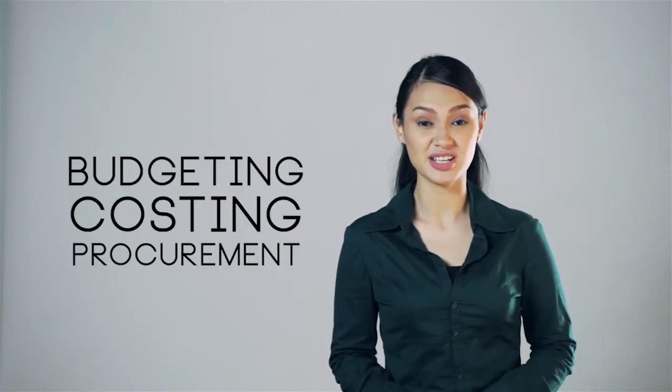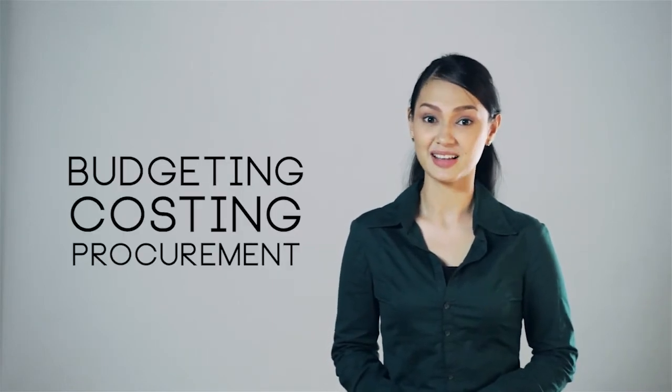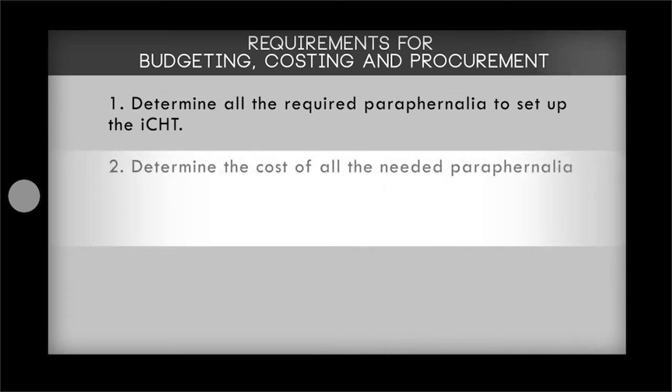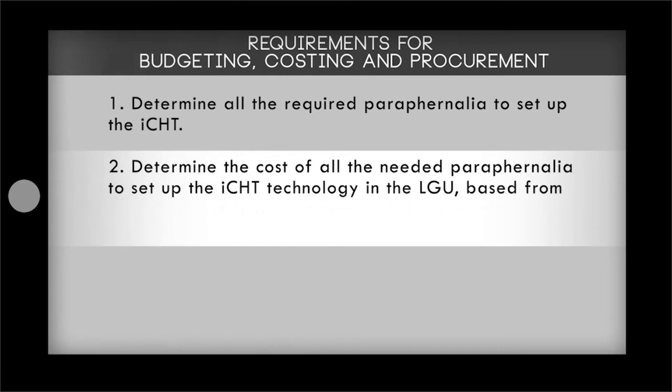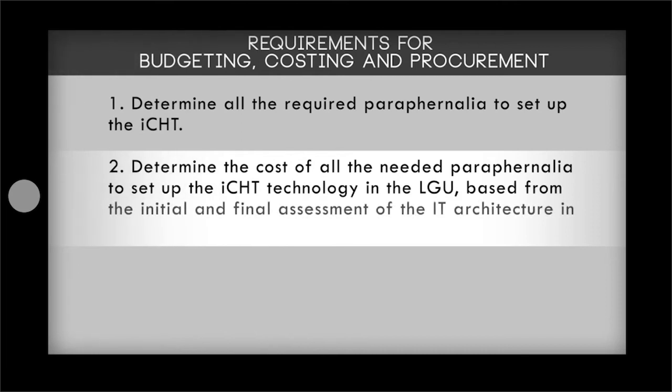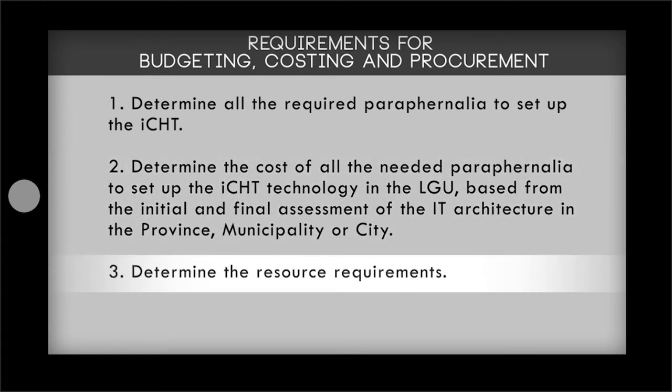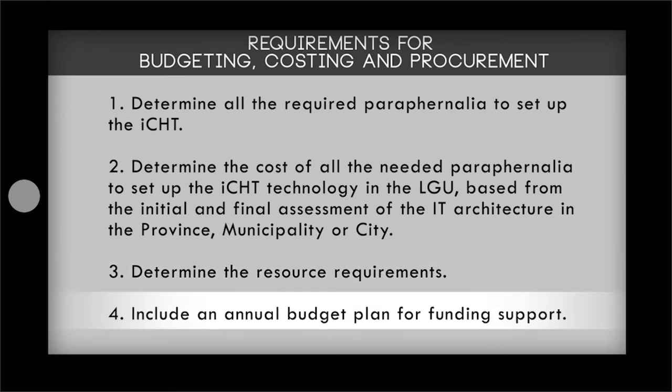Budgeting, costing, and the procurement of the ICHT gadgets required will also entail determining all the required paraphernalia to set up the ICHT. The cost, all the needed paraphernalia to set up the ICHT technology in the LGU based from the initial and final assessment of the IT architecture in the province, municipality, or city. Resource requirements and where to mobilize resources. And the annual budget plans for funding support.